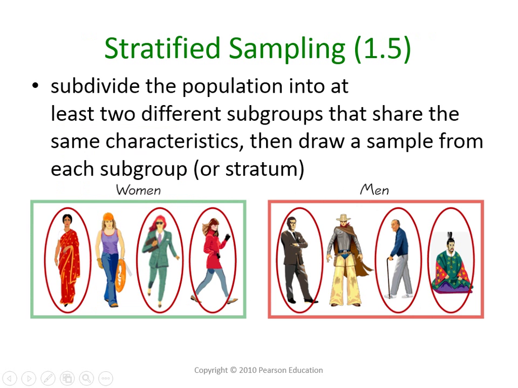Stratified sampling subdivides the population into at least 2 different subgroups that share the same characteristics. Then you draw a sample from each subgroup, or stratum. So here we're separating the women from the men, and we're selecting 3 out of 4 of each of those. That was when we had the 500 men and 500 women, and we randomly picked those 500 men and randomly picked the 500 women. That was stratified.